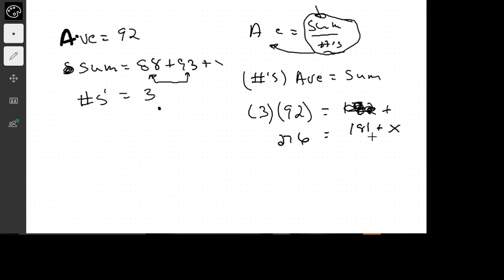So do you know how to move this number over to the other side of the sign? You subtract it, don't you? Yes, you subtract it. You do the exact opposite. So do 276 minus 181, therefore you would be subtracting it from that side. Which gives you 95, which equals that. And so that would be the grade you would need in order to get the 92 average. You need to get a 95.